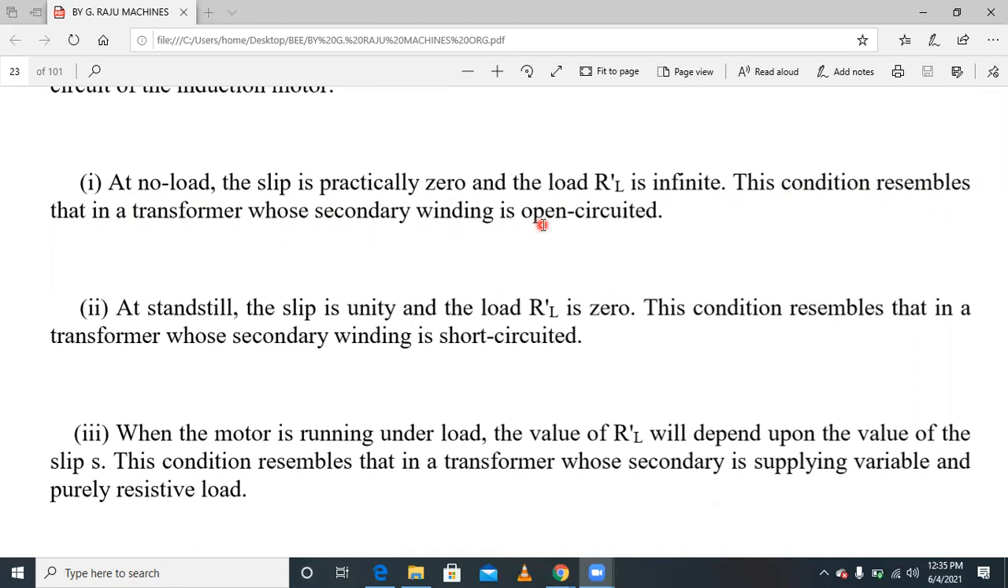What is the circuit diagram? On the secondary side there is no load connected. The transformer secondary side is open circuit. Here also, these conditions resemble a transformer whose secondary winding is open circuit. Then slip is equal to 0. At no load condition, slip is practically 0, the load resistance is infinity, and this condition resembles a transformer whose secondary winding is open circuit.